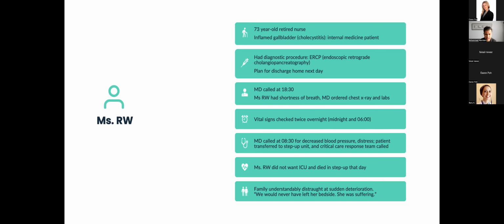The family was understandably distraught at the sudden deterioration and said we never left her bedside because she was suffering. The reality is 1 in 12 internal medicine patients will die in the hospital. So what can you do? Our internists came to us and said, look, here's what we could have done.